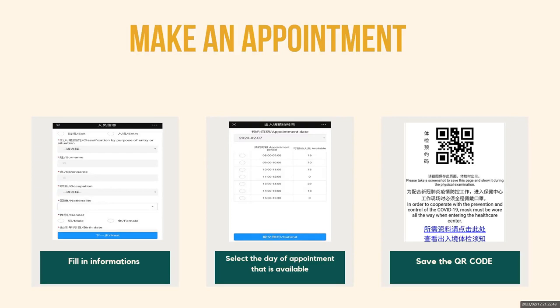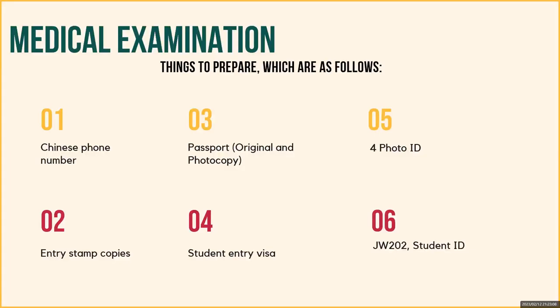And then after you choose the time which is suitable for you, it will show you this QR code, and it also shows you the time and when you will get to the department. Of course, you need to take a screenshot and save it because you need it next in the department when you arrive there. Next.